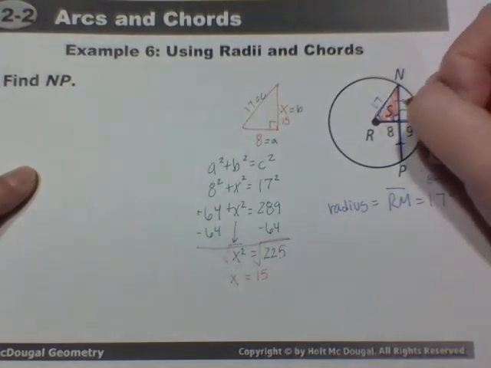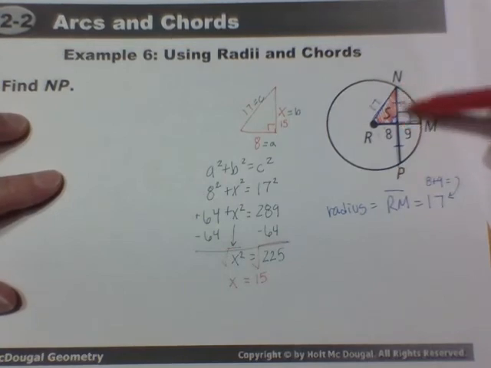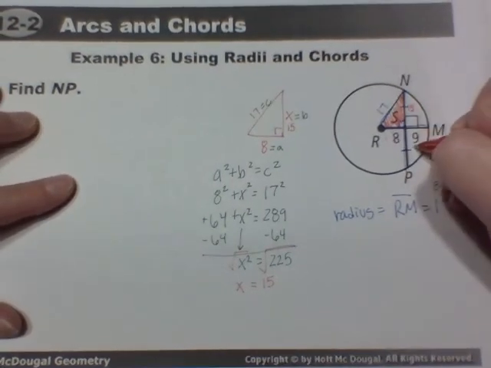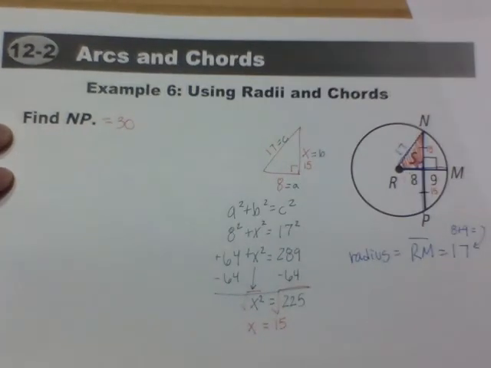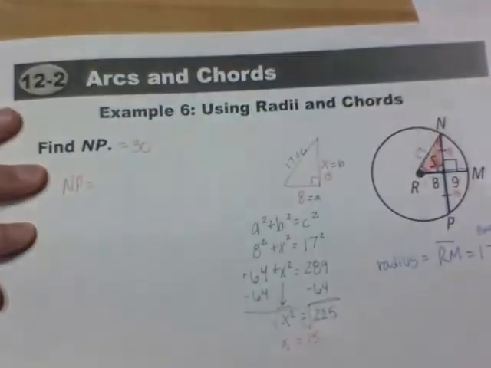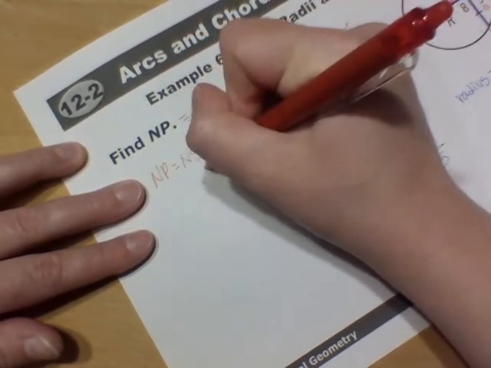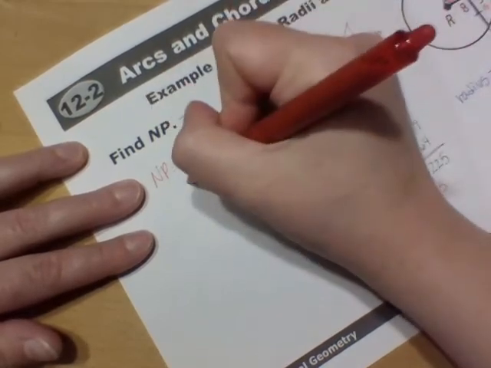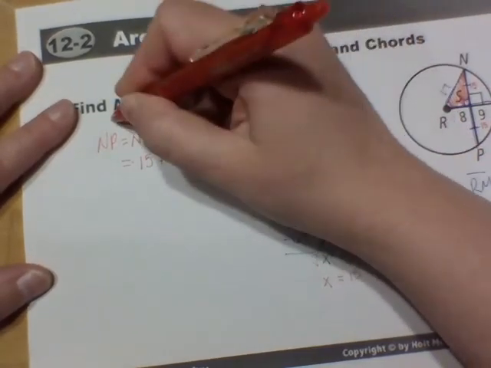We can write it in here as well, 15. And so again, if I'm trying to find NP, and I know that NS, or this top piece, is 15, then this bottom piece has to be 15 as well by that theorem. So the entire length of NP is going to be 15 plus 15. All right. And again, this came from the fact that NP is actually NS plus SP. And NS we found to be 15. And so SP must be 15. And so that is 30. So the measure of NP is 30.